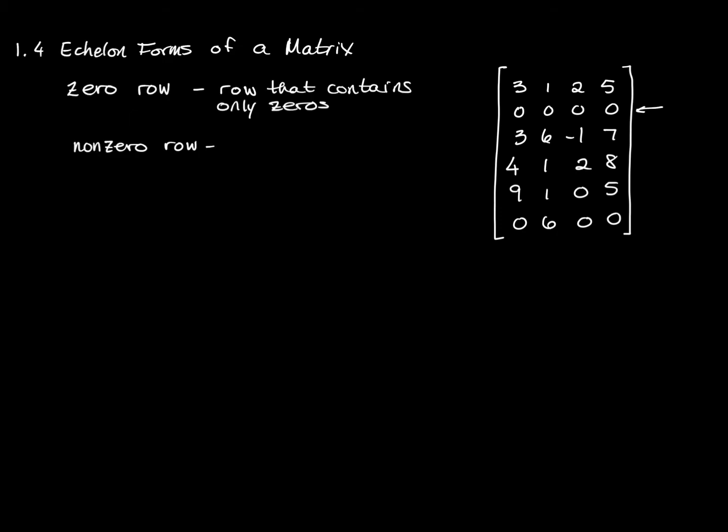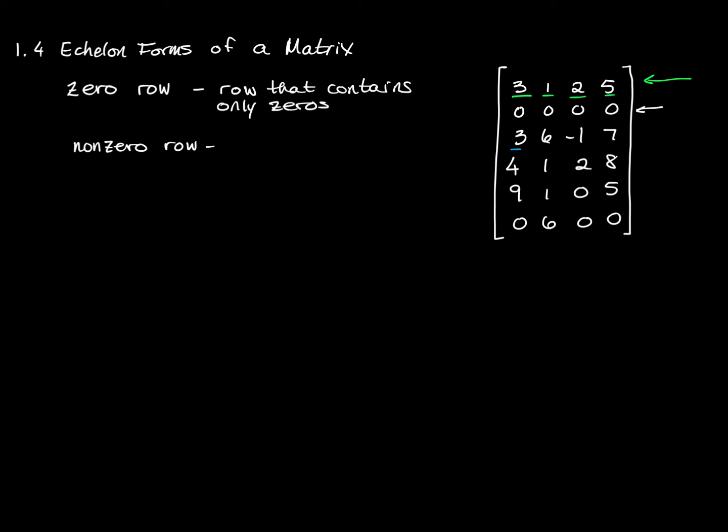A non-zero row is a row that contains at least one non-zero entry. So there's only one zero row in this matrix, but there are 5 non-zero rows. The first row is a non-zero row because it contains at least one non-zero entry. It actually contains 4, but it doesn't matter how many it contains as long as it contains at least one.